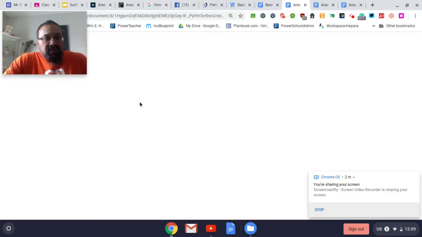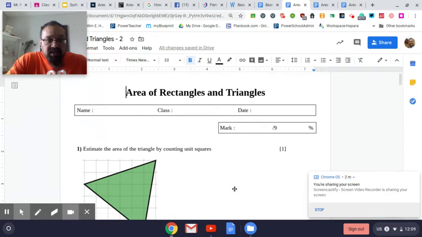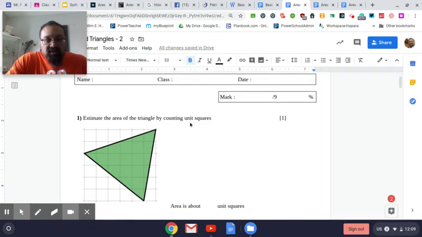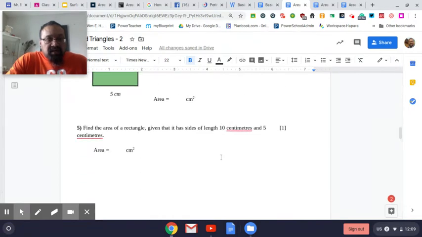The second assignment that's going to be dropped has two parts. As you'll see here as it loads up, one is the area of rectangles and triangles. It starts off basic, like the worksheet yesterday, just counting individual grids. Then it's going to move to calculating areas with pictures and without. The units of measure are already there, so it should be easy.